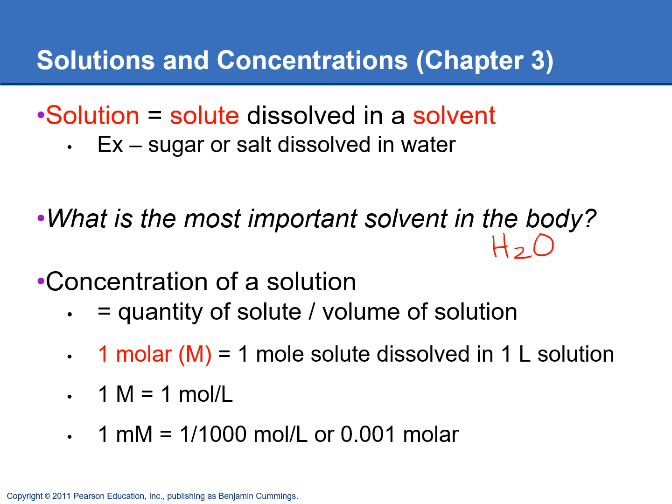And then a lot of times our amounts are going to be a lot smaller. So maybe the quantity of the solute is a lot smaller. So maybe we have a millimolar concentration. Milli, remember, means 1,000th. So we're just going to divide that number by 1,000. So we'd have a 0.001 molar solution. Okay. And we'll see some of these numbers later on as we go through.